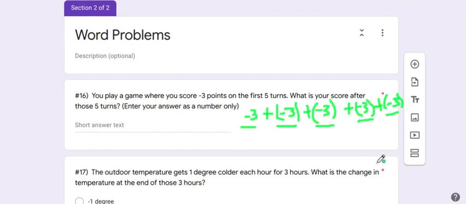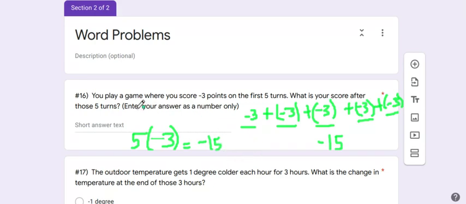And so we know that repeated addition is the same thing as what? Repeated addition is the same thing as multiplication, right? So I could say I have 5 negative 3s, or 5 times negative 3. If I add up all these negative 3s, I would get negative 15. And if I multiply 5 times negative 3, I would also get what? Negative 15, right? So that's the number of points that I have after 5 turns.